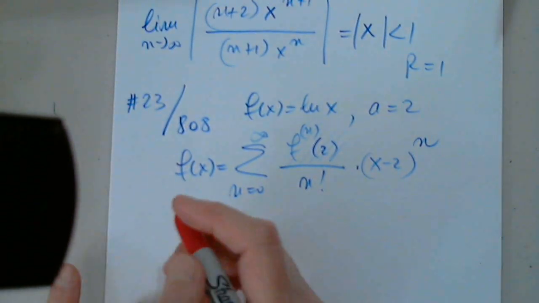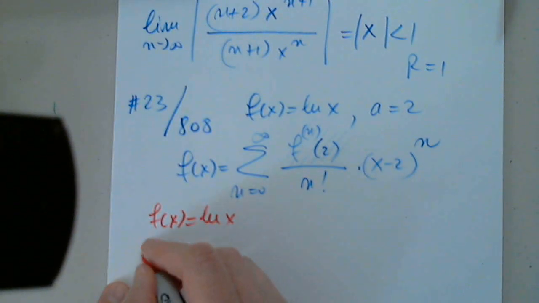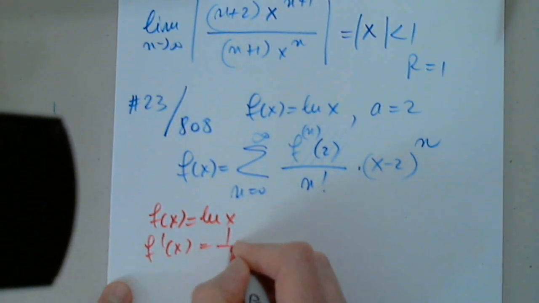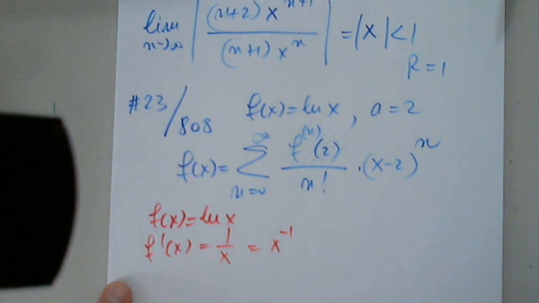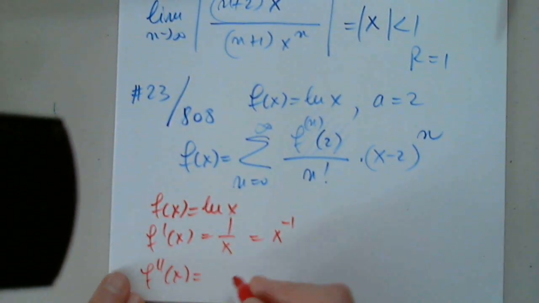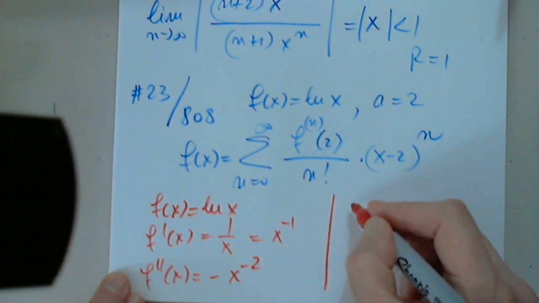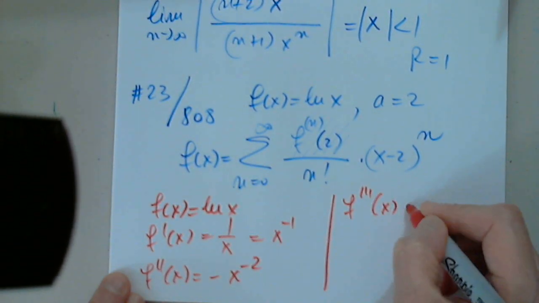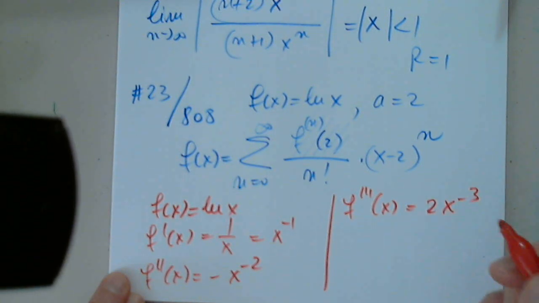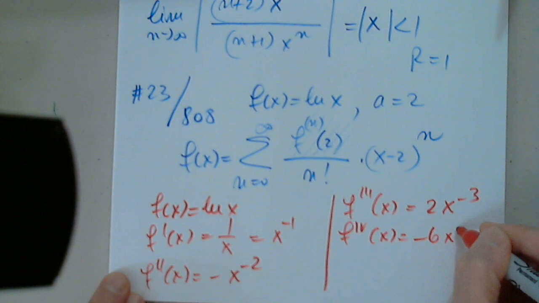So let's start. f of x equals natural log x. f prime of x equals 1 over x, or x to the negative 1 for convenience. The second derivative will be negative x to the negative 2. The third derivative will be 2x to the negative 3. The fourth derivative will be negative 6x to the negative 4.